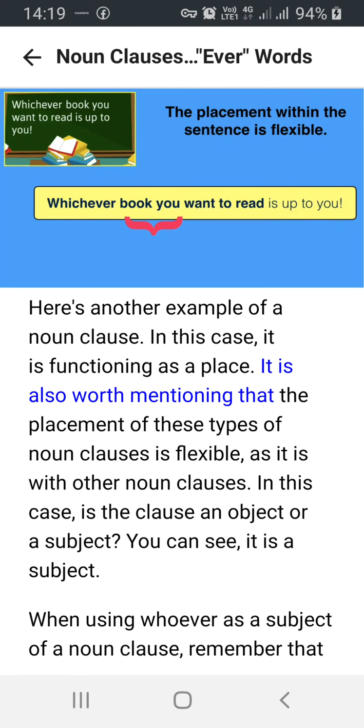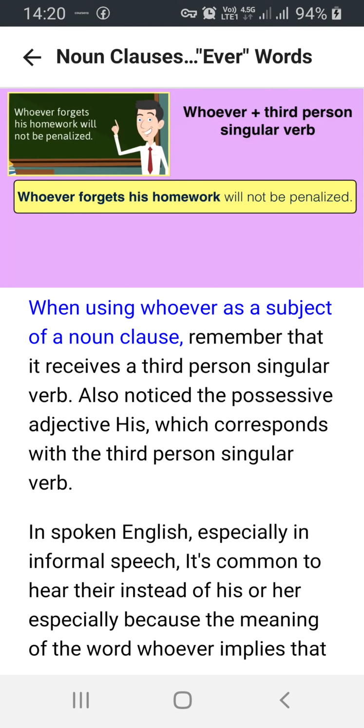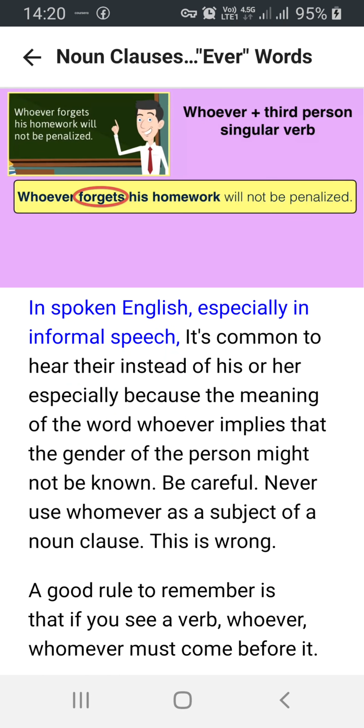It is also worth mentioning that the placement of these types of noun clauses is flexible, as it is with other noun clauses. In this case, is the clause an object or a subject? You can see it is a subject. When using whoever as a subject of a noun clause, remember that it receives a third-person singular verb. Also, notice the possessive adjective his, which corresponds with the third-person singular verb. In spoken English, especially in informal speech, it's common to hear their instead of his or her, especially because the meaning of the word whoever implies that the gender of the person might not be known.